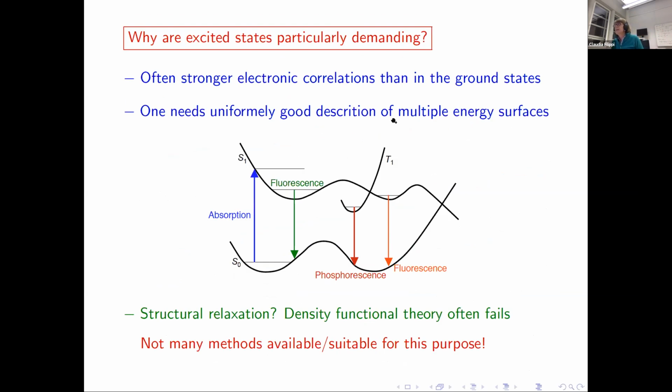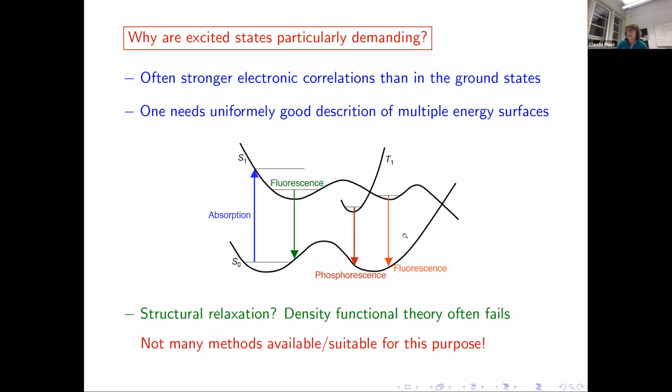Generally speaking, you have stronger correlation than in the ground state. And moreover, often you have many phenomena, and you need to describe different potential energy surfaces with uniform accuracy, okay? You might have absorption, fluorescence, intersystem crossing. You might have a conical intersection between the first excited state and the ground state. So this is quite a complex picture. And in particular, actually relaxing on the excited state is quite difficult to do.